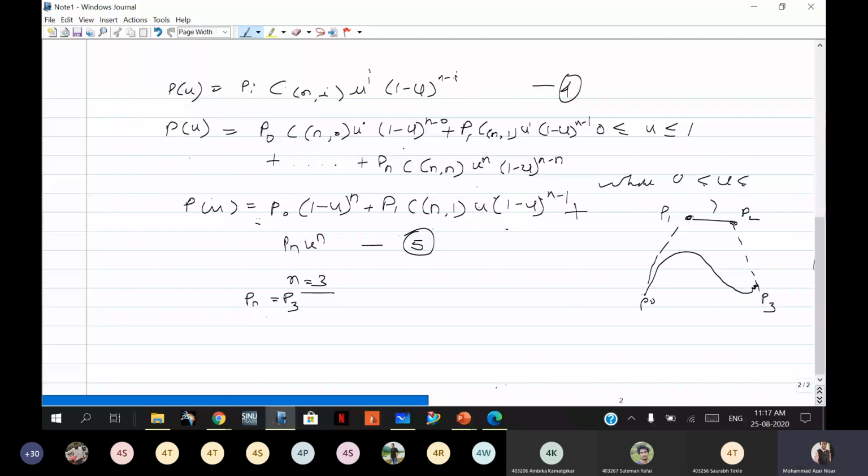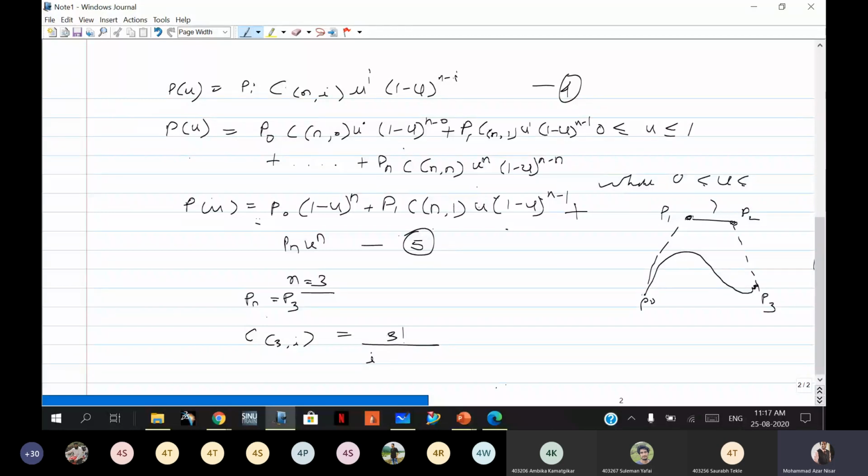Now we can write out the equation in this way: C(3, i) equal to 3 factorial divided by i factorial times (3 minus i) factorial. Previously we used i equal to 0 and i equal to 1, and then after that up to i equal to n.